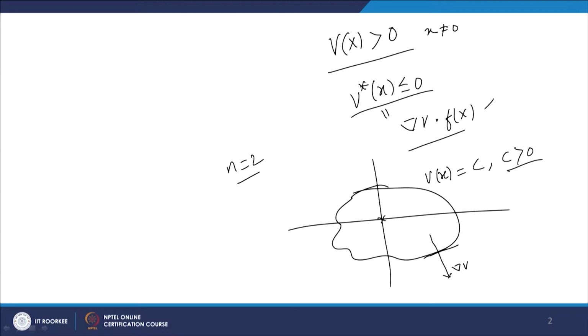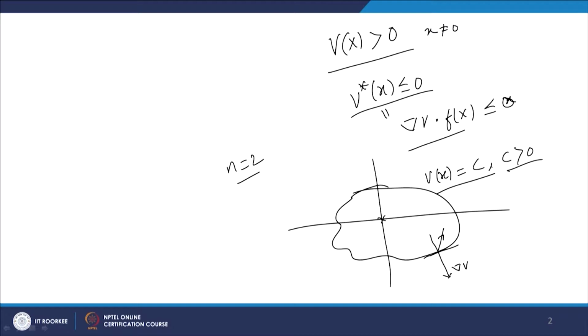Now, del V dot f of x less than or equal to 0 means what? That the angle between the normal vector and f of x is more than 90 degrees and less than 270 degrees. So it means that the f of x vector is in no way pointing outside. In fact, it is heading towards the inside of V of x equal to c. So this f of x vector is directed inside the domain V of x equal to c.